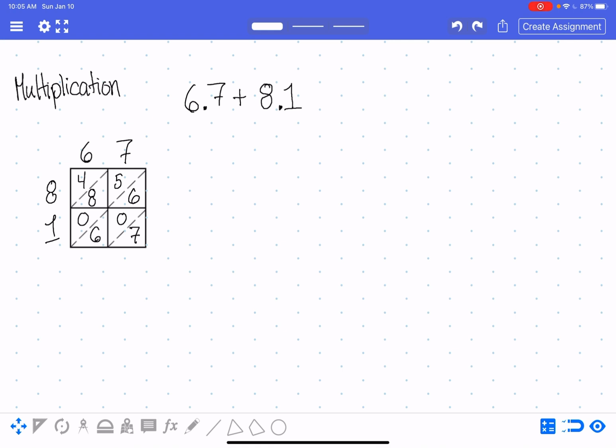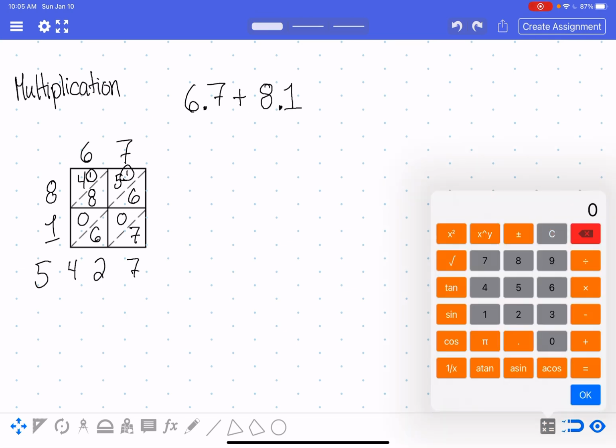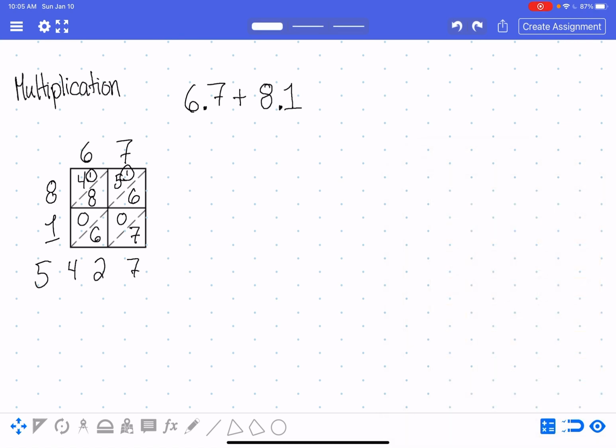Now I'm ready to add my diagonals. So this is a 7. This is a 12. I carry the 1. This is 14. Carry the 1 again. Okay, and I'm circling the 1 when I carry it. It kind of helps, right? Now, it's possible for everybody to make a mistake, so I'm just going to double check it. There we go.